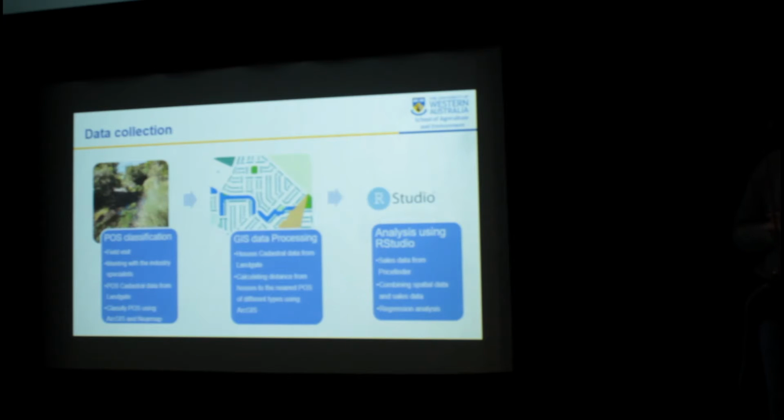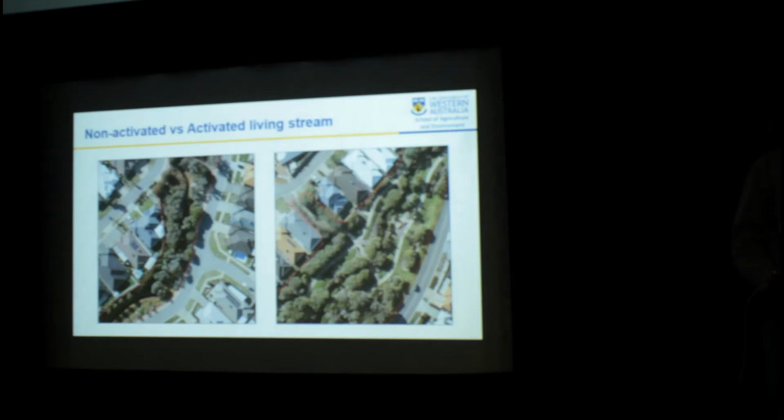We got some GIS data about location of houses. Once we had classification of the public open space, we calculated distances from each of the houses to each of the types of public open space. We got sales data from one of the private companies. And we did some analysis, specifically regression analysis of these data, to estimate what the impacts of different types of public open space at different distances are on our house prices.